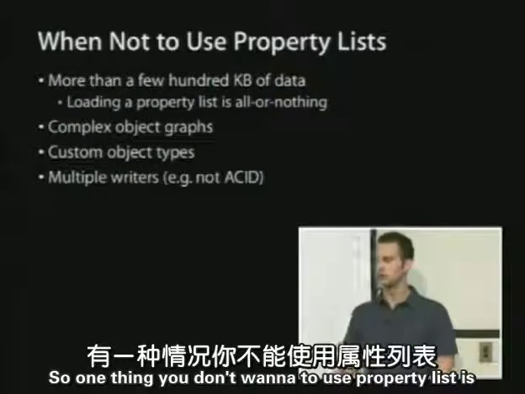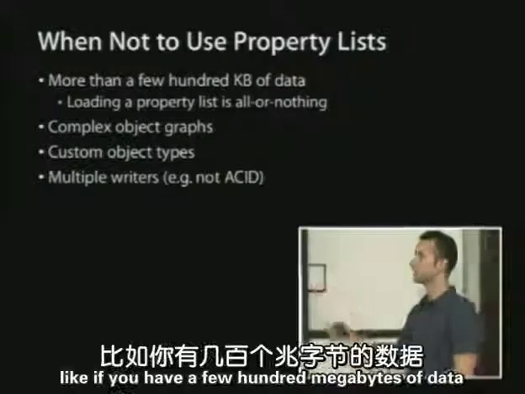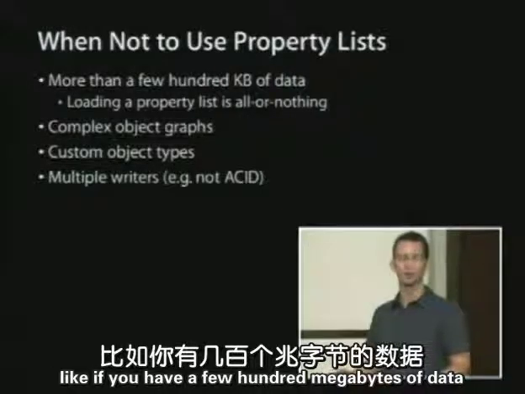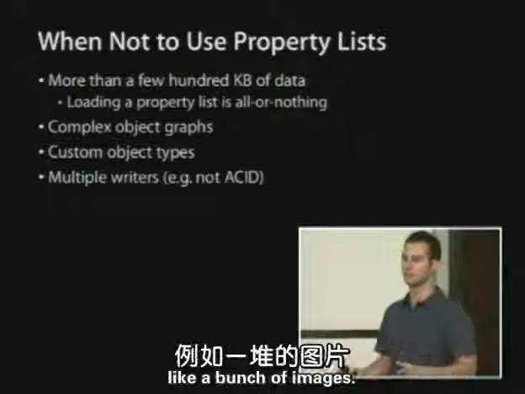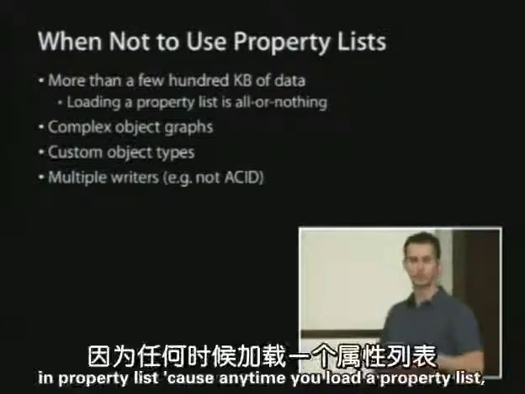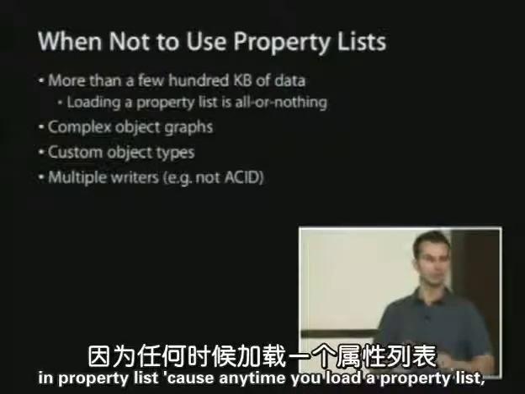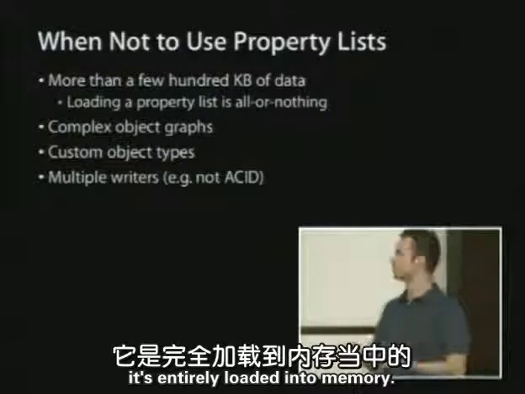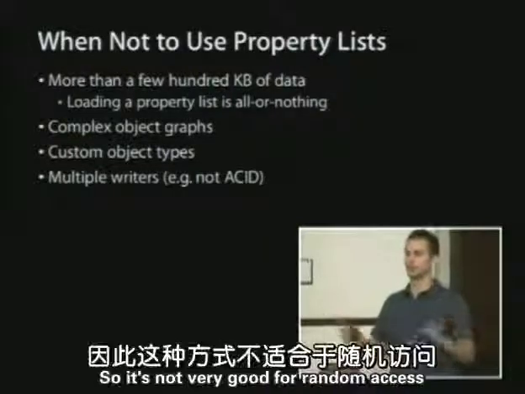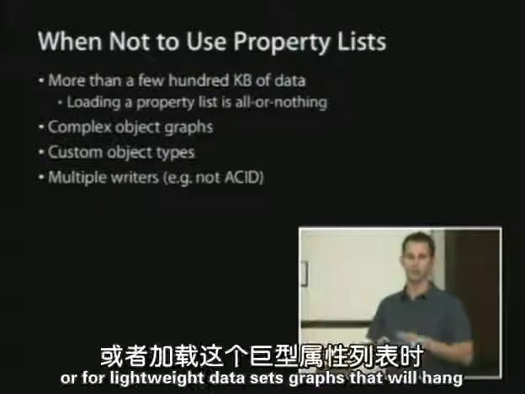So one thing you don't want to use property lists for, the really big data sets, like if you have a few hundred megabytes of data, like a bunch of images, you don't want to store those in property lists, because anytime you load a property list, it's entirely loaded into memory. An entire object graph is created. So it's not very good for random access or for lightweight data sets.